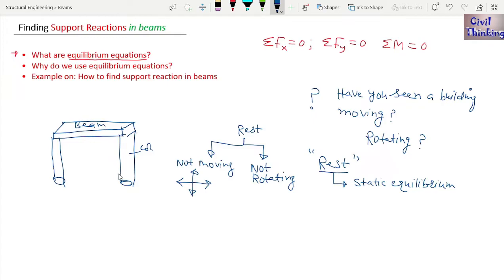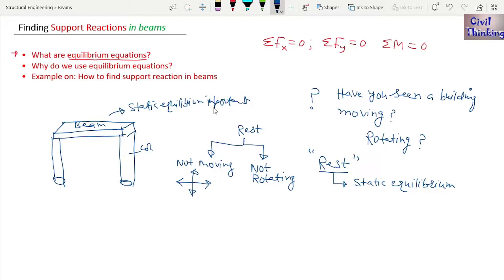Now when you see the beams at a construction site, you don't see this beam moving. Do you see this beam moving? If you see this beam moving, you will be scared. You will think that this is an earthquake. So the static equilibrium, the resting of this beam, is important.